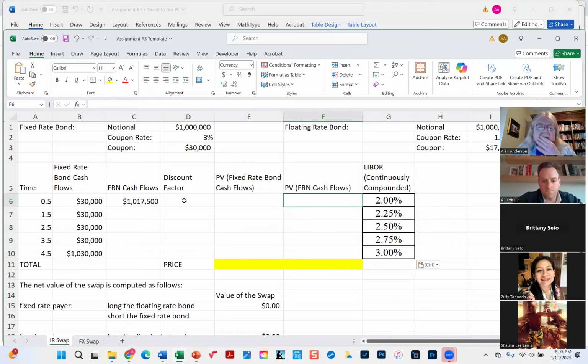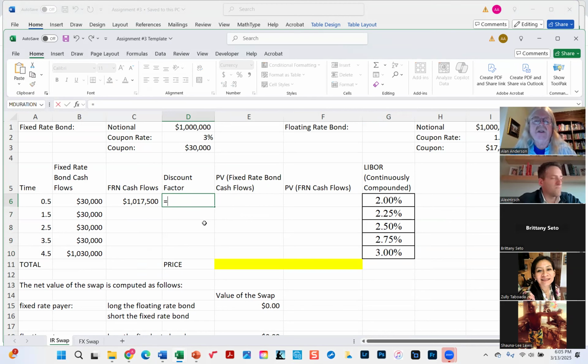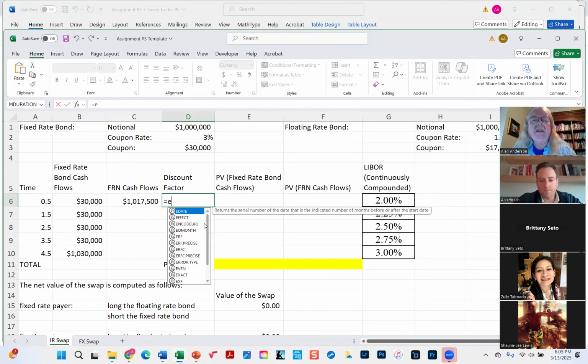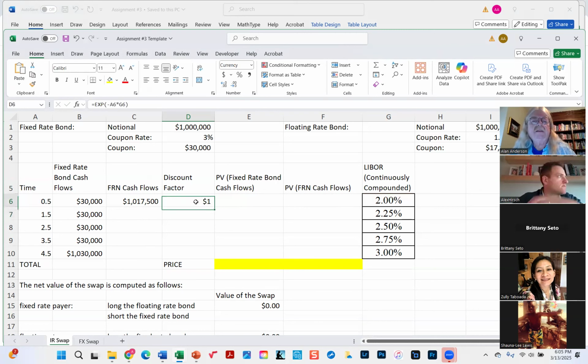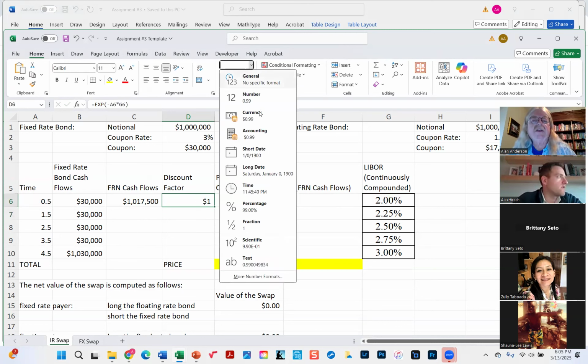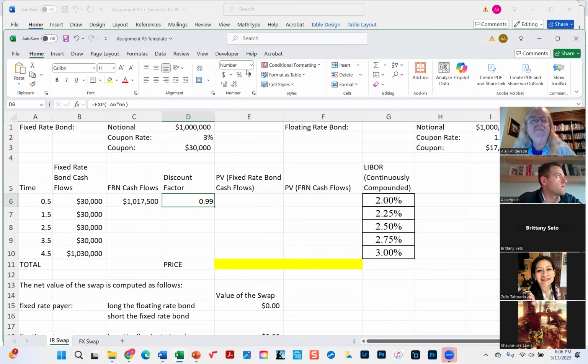And so now the discount factors, because these are continuously compounded rates of interest, what you're going to do is put equals EXP for e, and your exponent will be negative the time multiplied by the interest rate. And so you're going to get a number which is less than 1. I'm going to have to change the formatting a little here. I'm going to show it to 4 places, and then you can drag it down here.